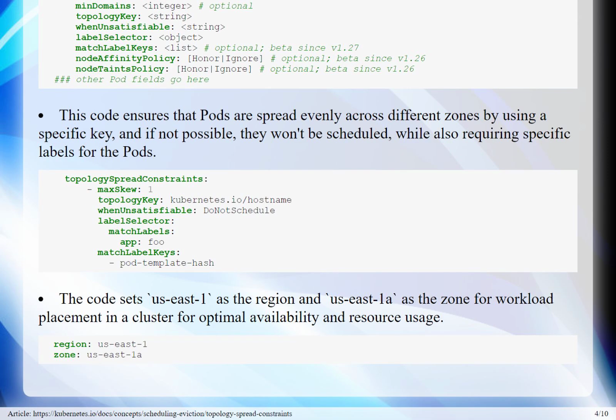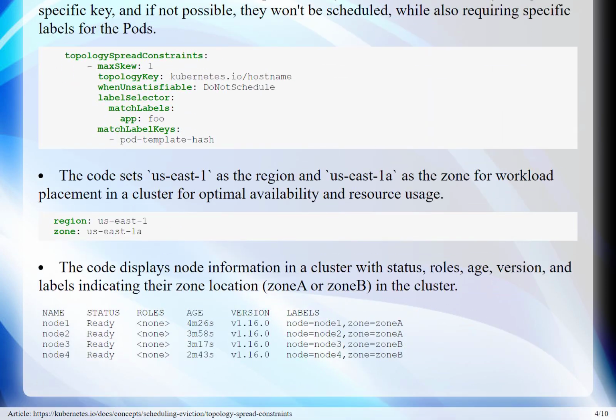The code snippet defines a region as us-east1 and a zone within that region as us-east-1a. This configuration specifies the geographical location and a specific zone within that location where the workload can be spread across for high availability and efficient resource utilization in the cluster. The code shows a list of nodes in a cluster with their corresponding status, roles, age, version, and labels. Each node is labeled with a specific zone, either Zone A or Zone B, indicating their failure domain location within the cluster.